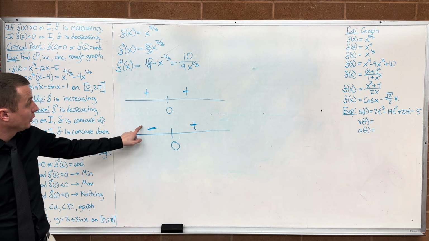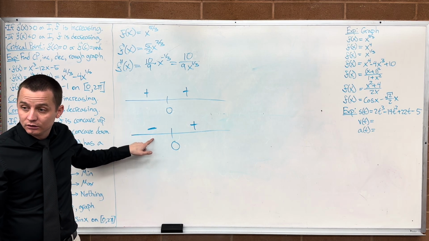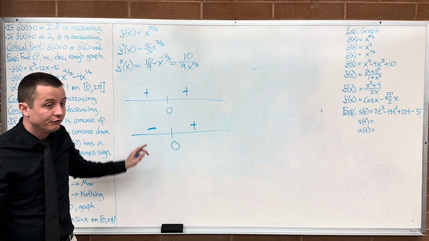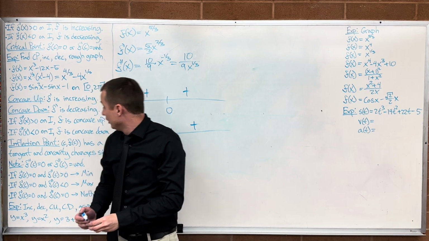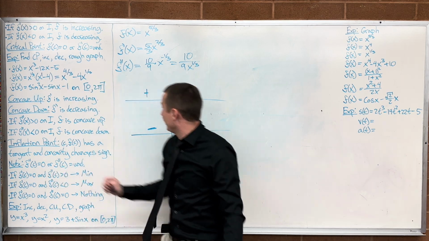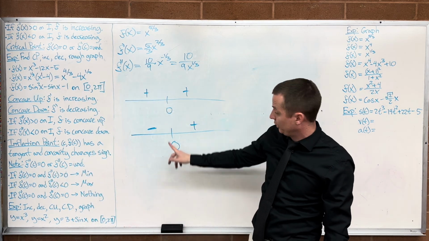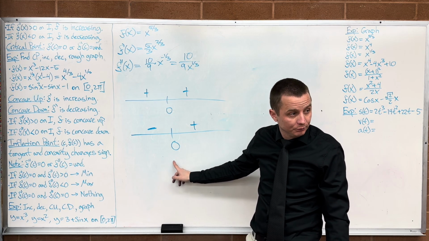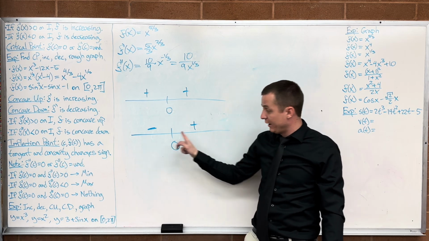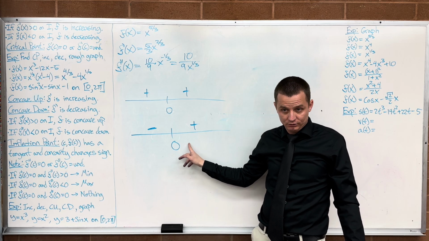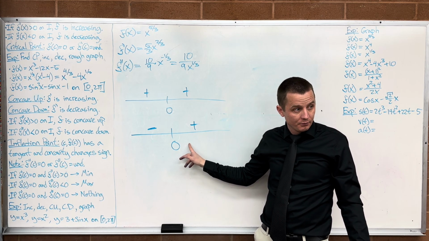It's a point where we switch concavity. Inflection points always happen where the second derivative is 0 or undefined. The second derivative is undefined at 0, so it could be an inflection point, and we just confirmed that it is. The concavity switches there.